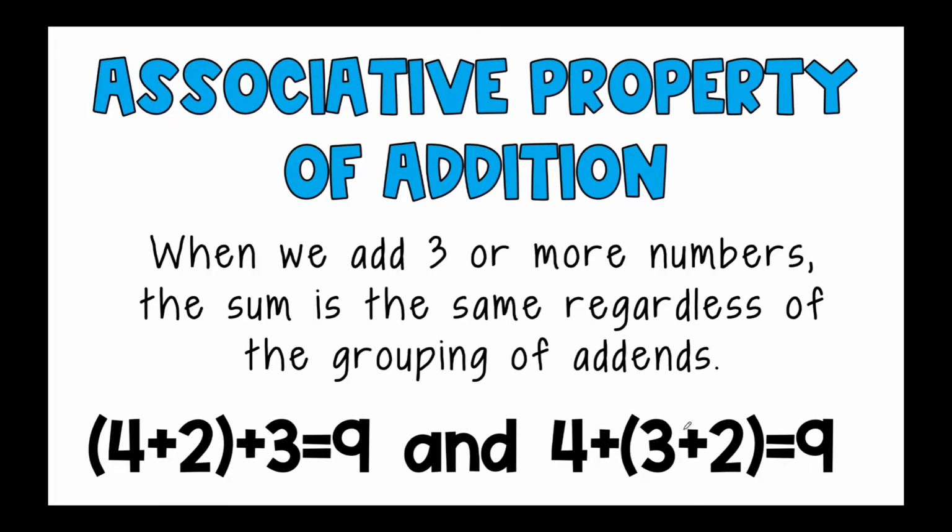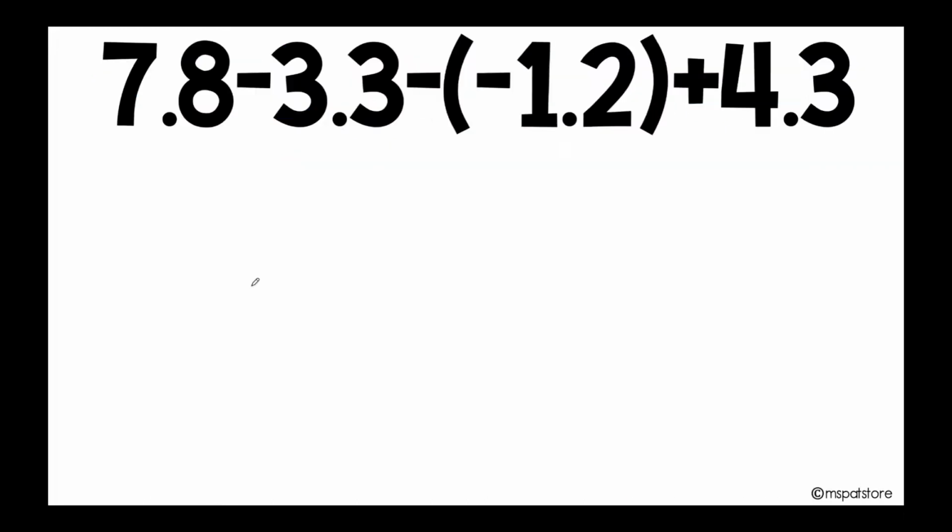This is the other property that you're going to be learning. It's also very similar. The associative property of addition says that when we add 3 or more numbers, the sum is the same, regardless of the grouping of the addends. For example, in between parentheses, 4 plus 2 and then plus 3, you will get 9. And also, if you do 4, but this time you put in between parentheses 3 plus 2, you will also get 9. So let's take a look at this first example.